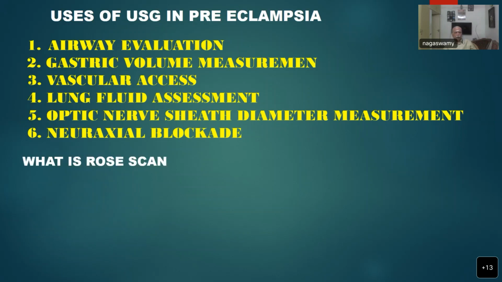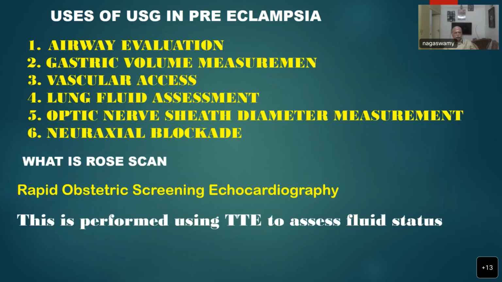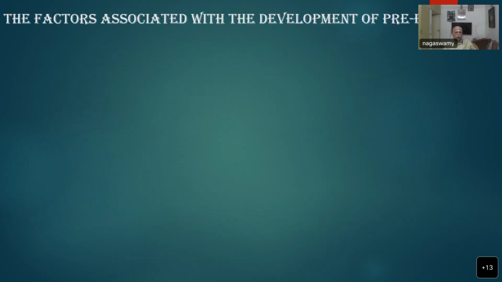And then what is ROSE scan? It's called rapid obstetric screening echocardiography. It's done nowadays. This is performed using transthoracic echocardiography to assess the fluid status. So this is one of the recent things. Sometimes examiners may ask you about this. So rapid obstetric screening echocardiography, otherwise called the ROSE scan.